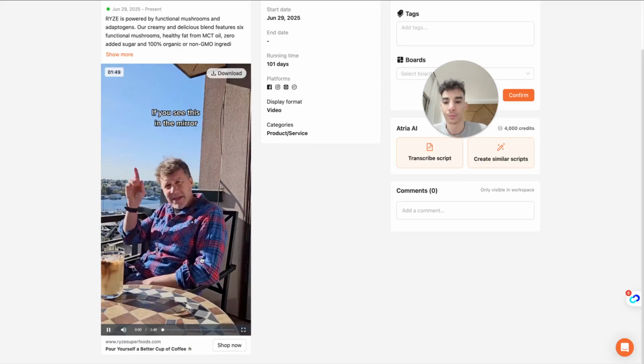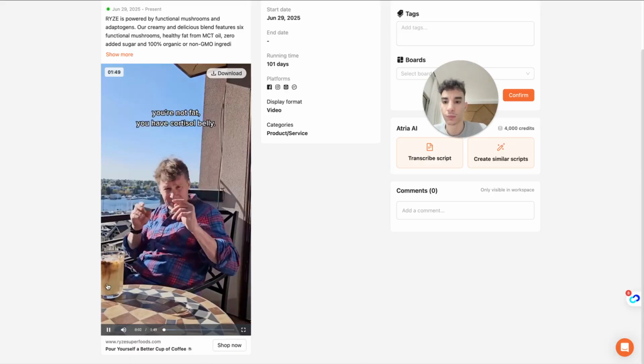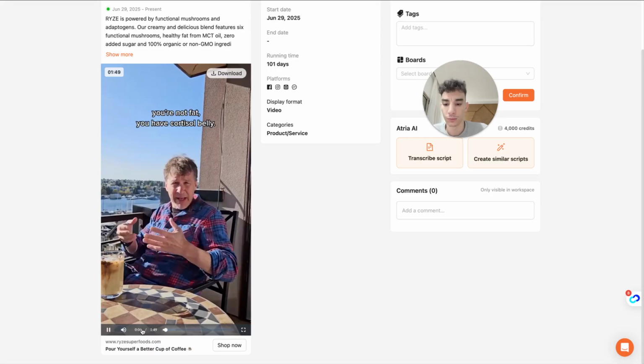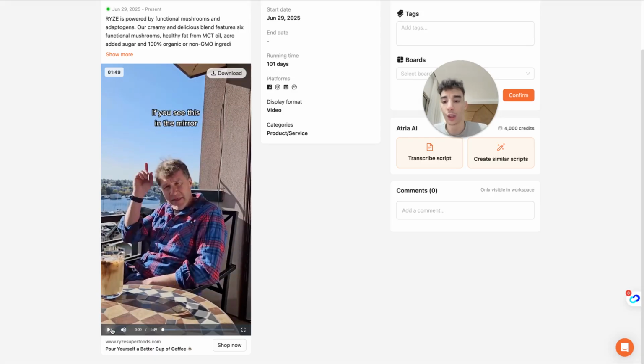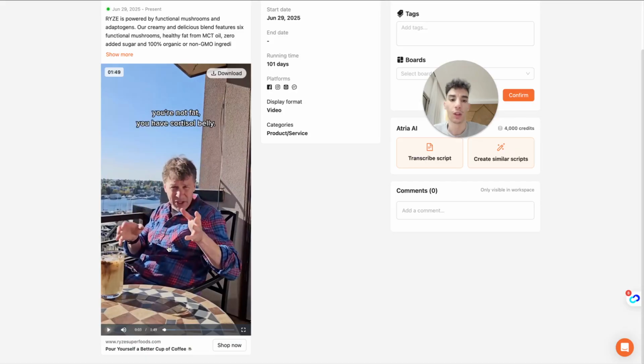If you see this in the mirror or this, they're talking about the dad belly. Yes, you're not fat. You have cortisol belly. So the hook is just relatedness. If you see this or this, some people are going to say, oh, I have this belly. You just want to read more. They talk, and people think, oh, I'm fat, and then they say no, it's cortisol belly. So what's happening? What the fuck is cortisol belly? What do these guys mean? I always thought I'm just fat.